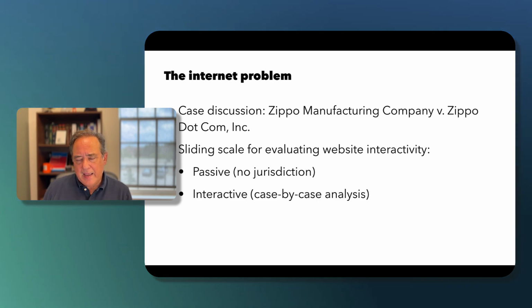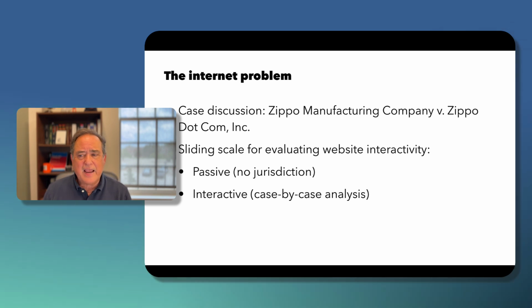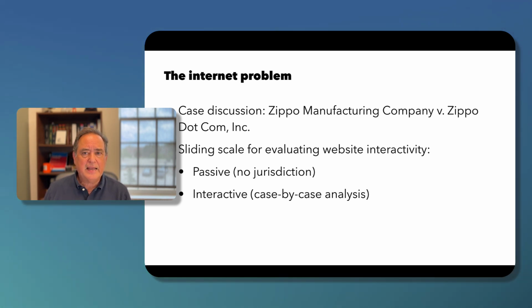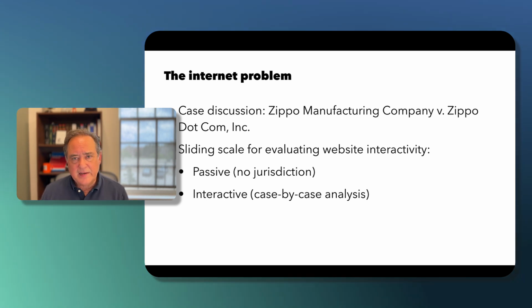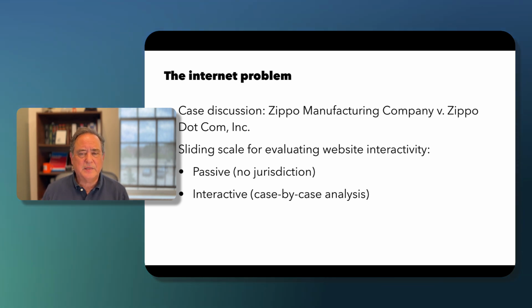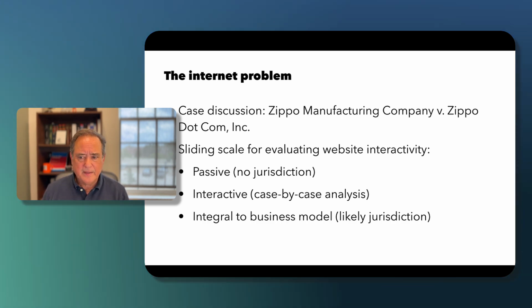In the intermediate aspect, we look to see signs of interactivity. Was there a sales process, for instance? Was there something that enabled a contract to be entered into, to be reached? And so this invariably involves a case-by-case analysis, meaning it's tough to state exactly whether the defendant company had availed itself of the foreign state or not.